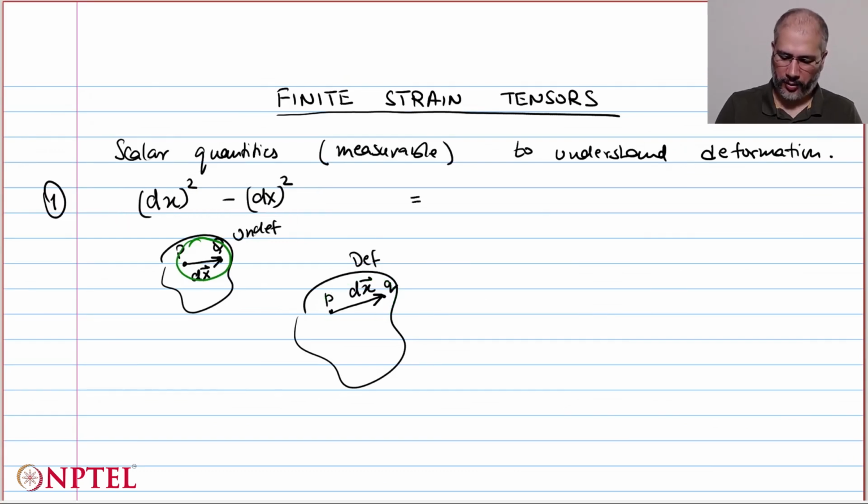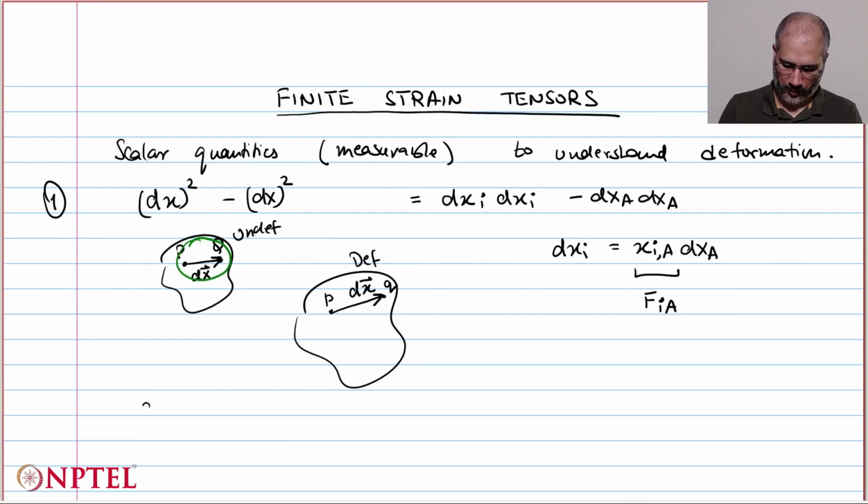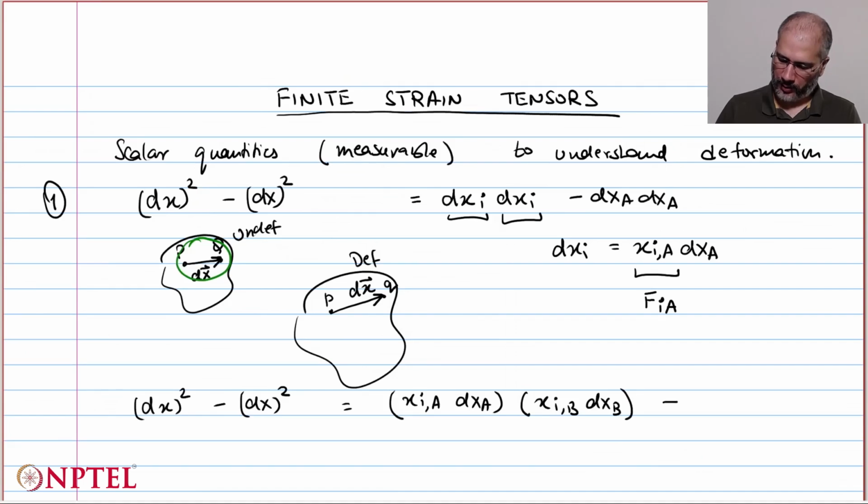So this can be written, in the index notation, like this, and d small xi can be written as xi comma a times dxa, where this xi comma a is the deformation gradient tensor that we had defined in the last lecture. Right, so this d small x squared minus d capital X squared is xi comma a times dxa. That's the first dxi here, and then the other one is xi comma b dxb, and then we have dxa dxa.